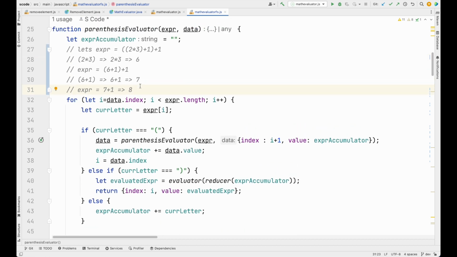So it's a very complicated looking function in a lot of ways, but this is simply what it's doing. So that wraps up the parentheses evaluator. As I mentioned earlier, we're going to see in a few seconds that we only call upon this parentheses evaluator when we have an expression that contains any parentheses.